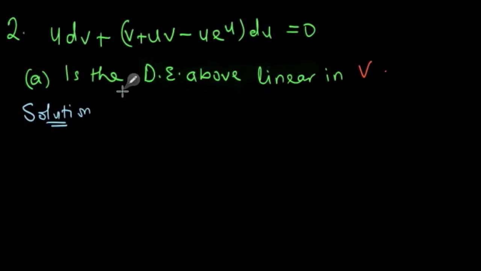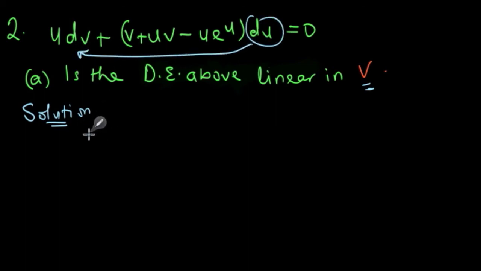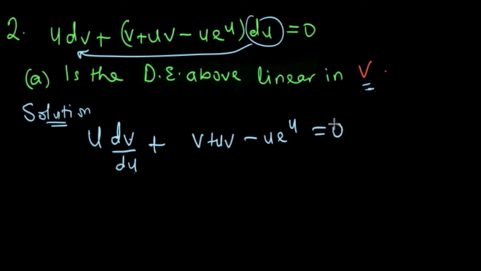Now here you're told to check if this differential equation is linear in V. So the first thing you want to do is rewrite the differential equation in terms of V. How do we do that? In terms of V, this term here is going to have to come under this one here, so it looks like a normal differential equation. So you have u dv/du. Now it looks as if v is the dependent variable while u is the independent variable, plus v plus uv minus u e^u equals 0.